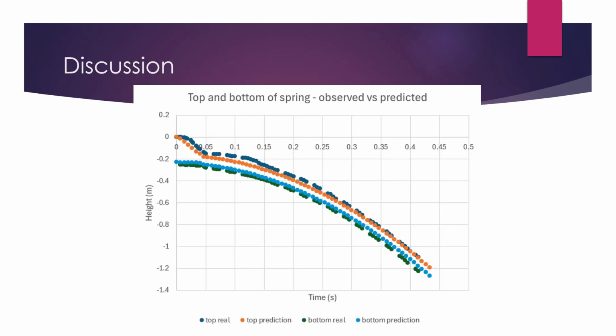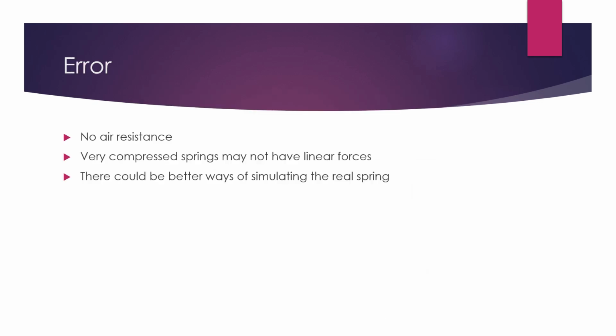The graph below shows the predicted and the observed motion of the top and the bottom of the spring. As we can see, the model quite accurately predicts the real observed motion, except for the topmost part of the spring at the moment it gets to the maximum amount of compression. Nevertheless, for such a complex system, the prediction is still quite accurate. Some sources of error include not including air resistance, and that very compressed springs may not have linear forces. There could also be better ways of simulating the real spring.